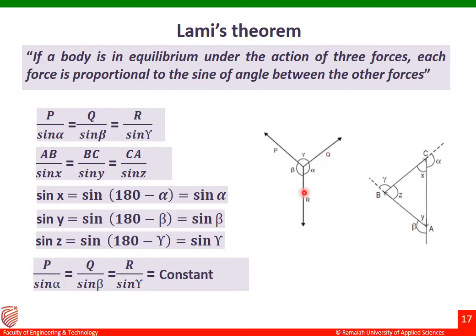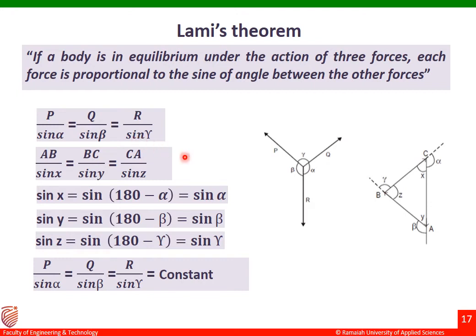Okay, so let us go to the statement here. P by sine alpha. Alpha is the angle made by the opposite forces, that is Q and R. Q divided by sine beta, beta is the angle made by the other two forces, that is P and R. Next one is R, the gamma is made between P and Q. These are the opposite forces. So that means P by sine alpha is equal to Q by sine beta is equal to R by sine gamma. Okay, so this is Lami's theorem.